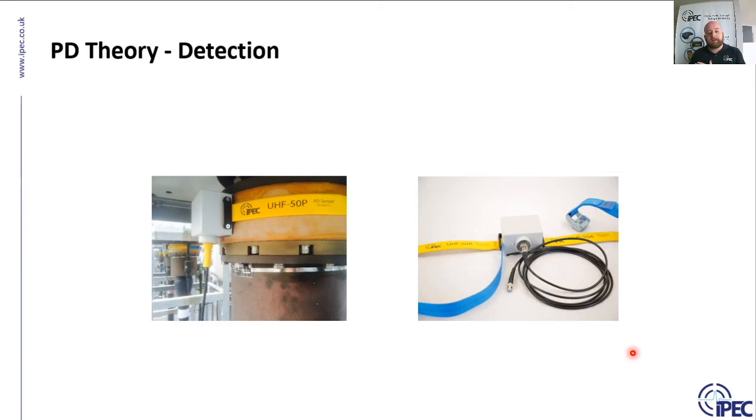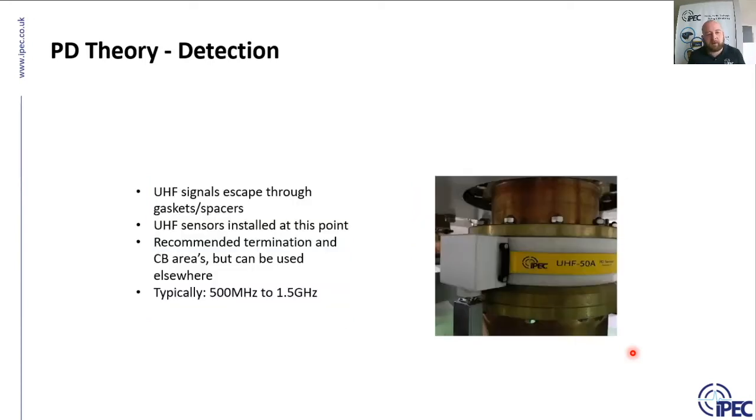Our sensors are typically 500 meg up to 1.5 gigahertz, but they could be even more. Actually, IPEC sensors are about 300 meg up to about 2 gigahertz, and we install them on the barriers. Where two compartments of the GIS meet, there'll be a barrier in between, and we install the UHF sensor there. That's where we're going to see this ultra high frequency signal which is going to escape from within the GIS.